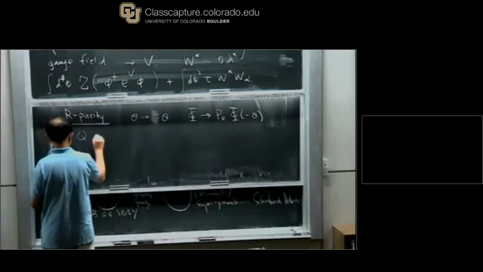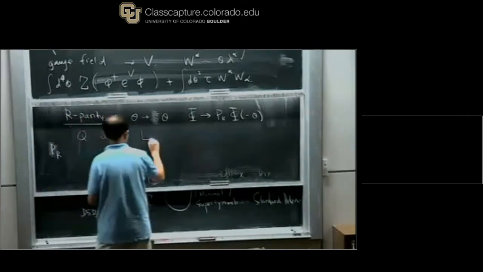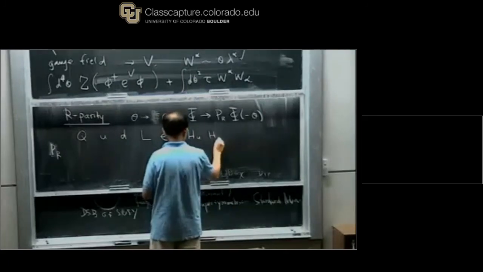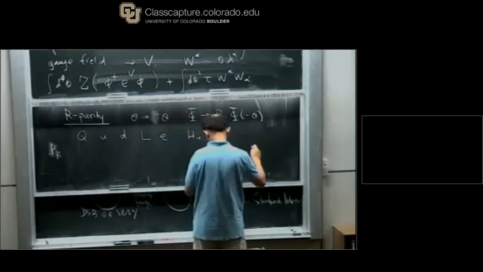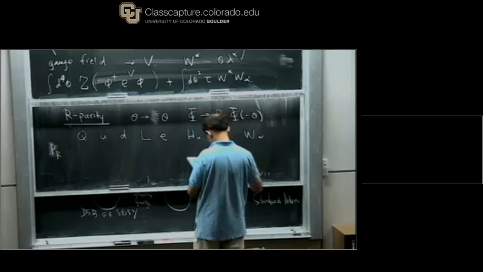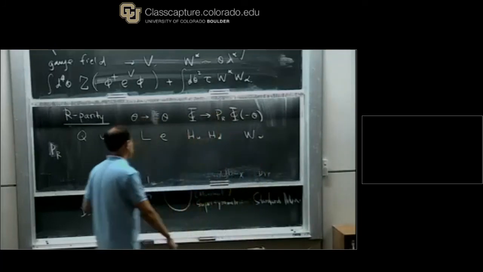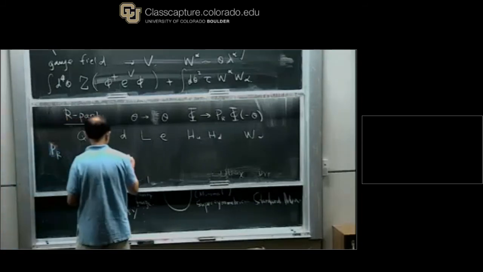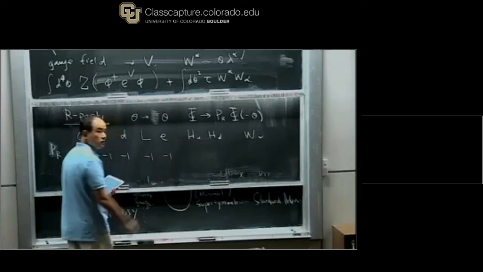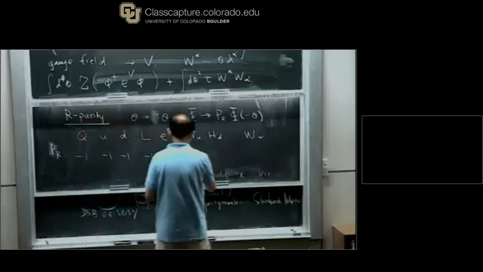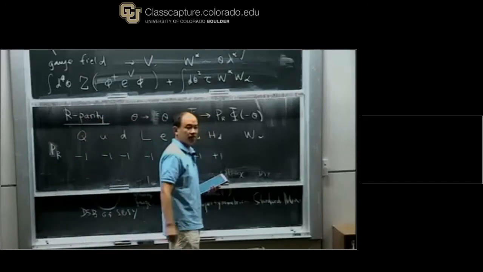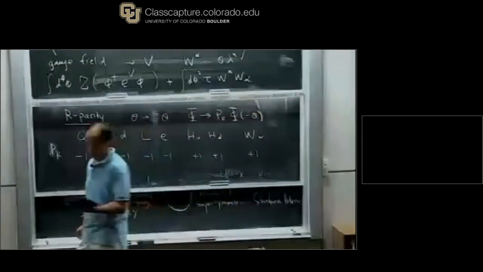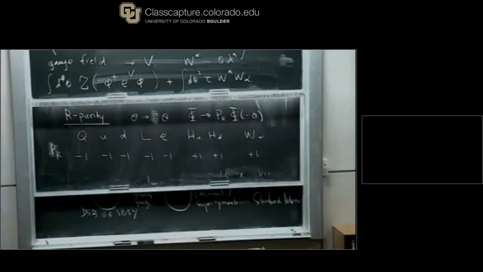So, PR for Q, U, D, L, E, all these fields, H_U, H_D, W_alpha. I can choose that all these things are negative 1. I will choose these two to be plus 1. I will choose this to be plus 1 too. This is a choice I make. I make no excuse about it.